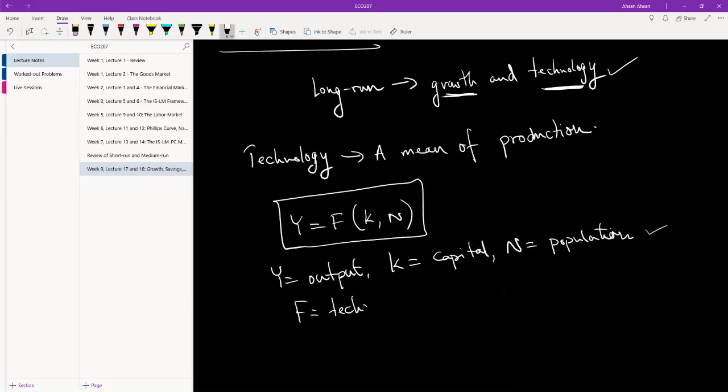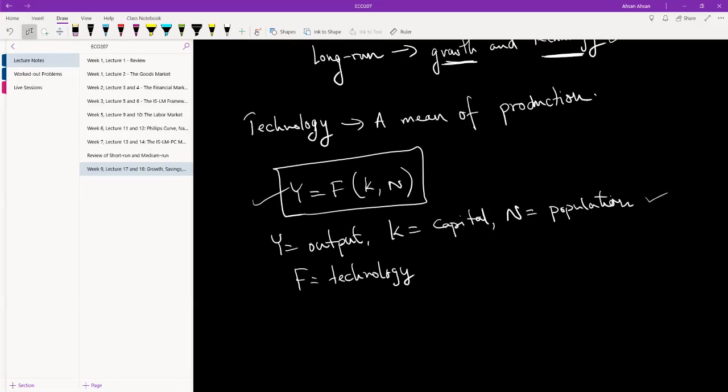F is, of course, technology. Notice that I have not written down what F is. All I'm saying is that our output, Y, depends on how much capital we have and how many people we have working in the country. Now, capital can be a lot of things. It can be machines, offices, buildings and cars. These are all capital. So effectively, in this very simplified model, what we're saying is that given the number of people that we have and how much machinery and other equipment and instruments they have to work with, we can calculate how much our output should be.